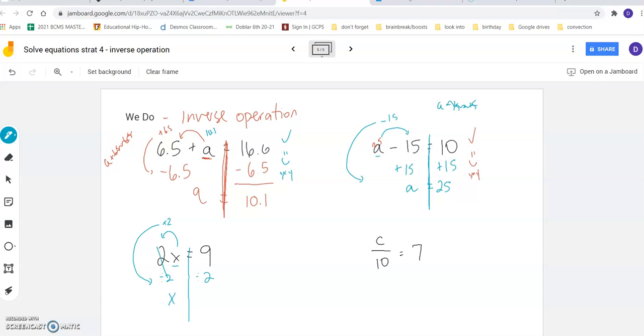Have to divide the other side by 2 as well. 9 divided by 2 is 4.5. Go back and check. 2 times 4.5 is 9. Yes, it is.